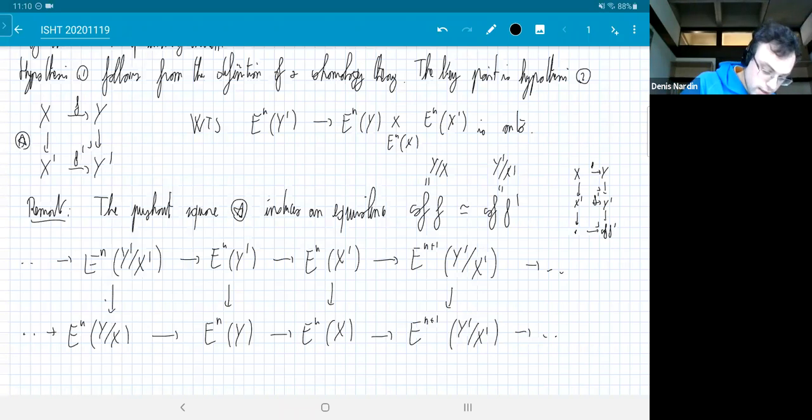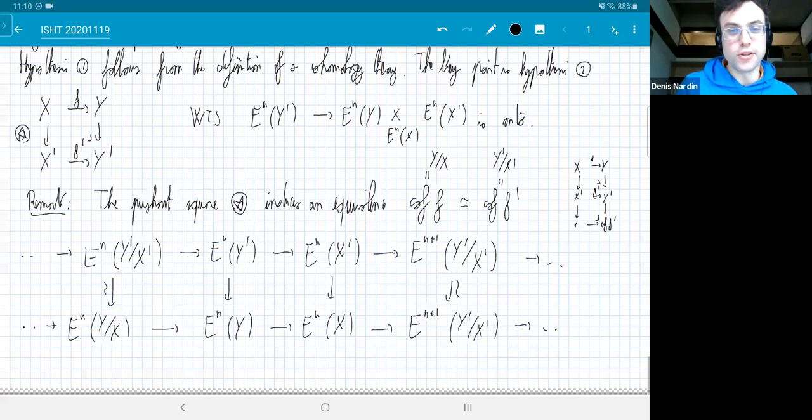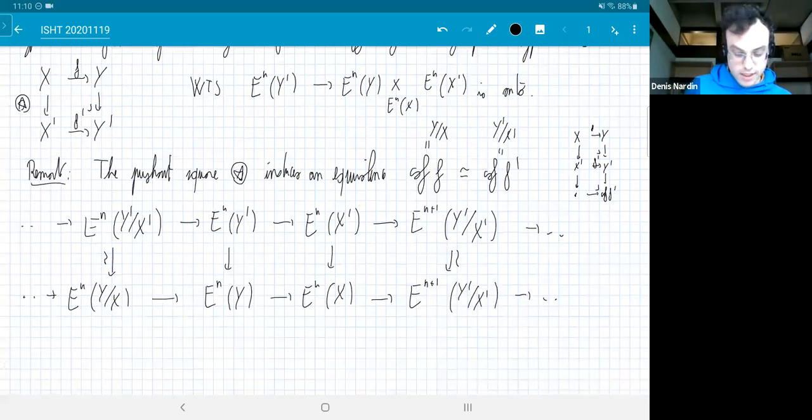And the point is that these vertical things here are isomorphisms. So in fact, you can get the surjectivity statement you're looking for from the snake lemma. But let me do it by hand, just to show you that this is not very magic.